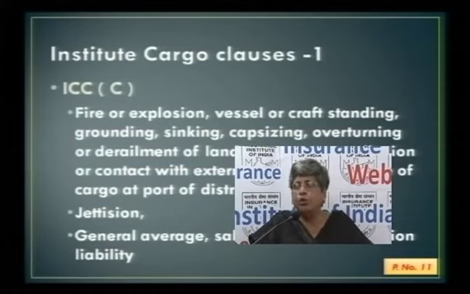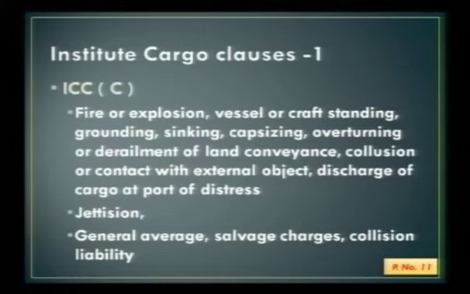And because I told you that we'd also cover the short period of transit between a location within the country by rail or road: fire or explosion, derailment or overturning, and collision. So these are the perils. Essentially, this is for cargo sent by sea, the minimum cover. Then there is jettison and general average, salvage charges, collision liability.